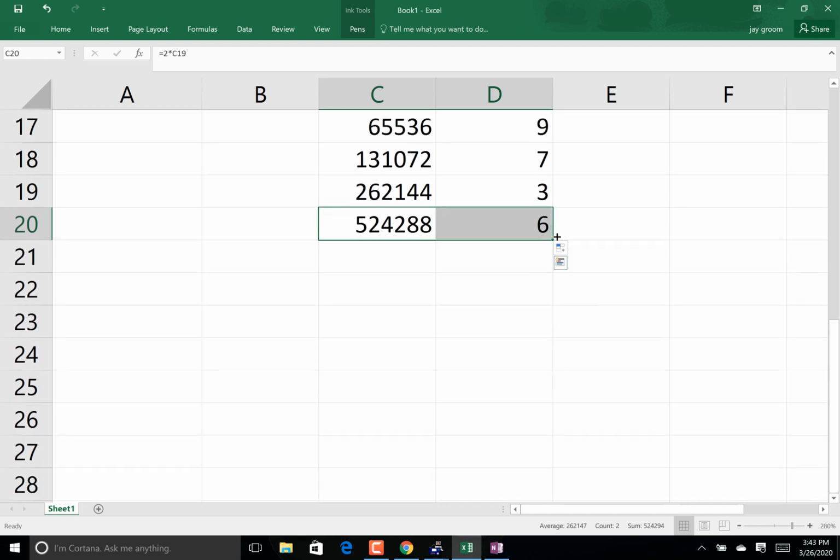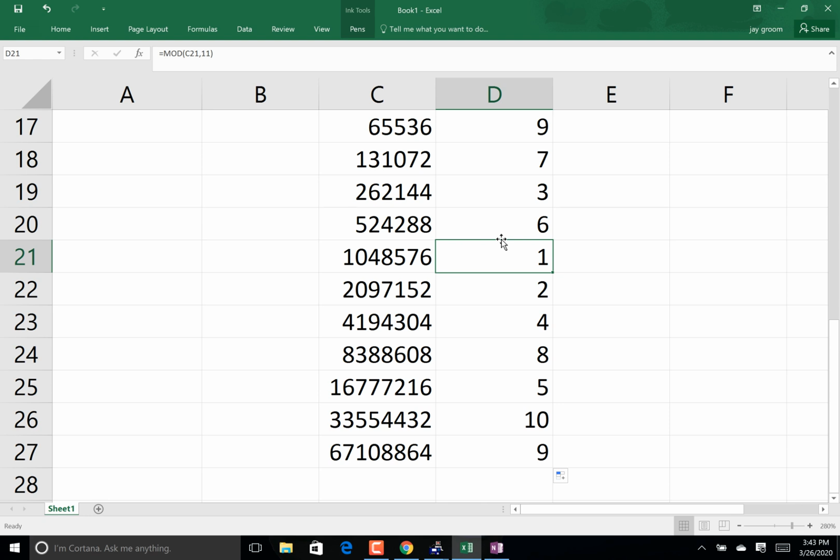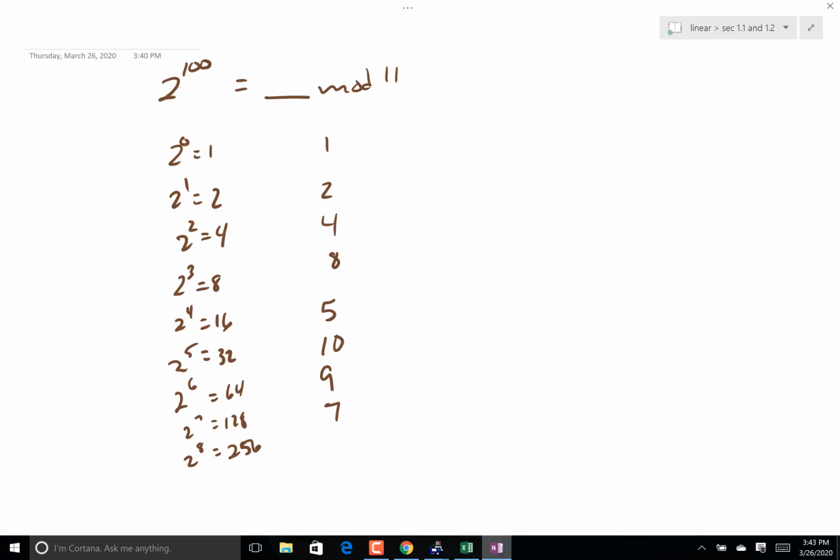Oh, darn you, you hippie. 2 to the 20, that's the 20th power, correct? So 2 to the 100th power, being a multiple of that, should end in a 1. Okay? And that's kind of a slick deal.